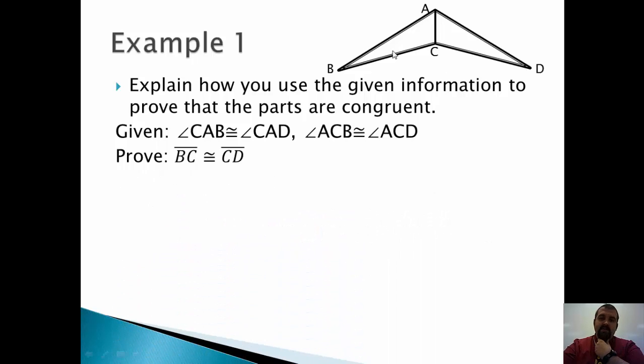The first thing I would do is identify to myself where it is. So angle CAB is this angle right here. Angle CAD is this angle right here. They're congruent. Angle ACB is this angle right here. Angle ACD is this angle right here.